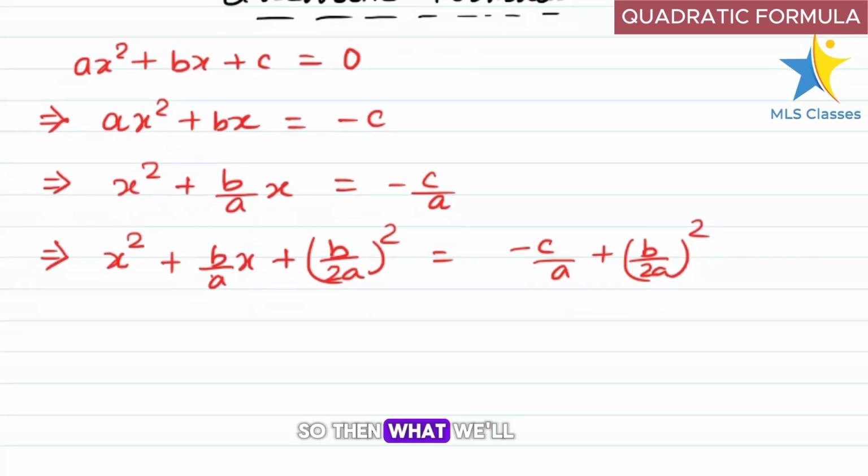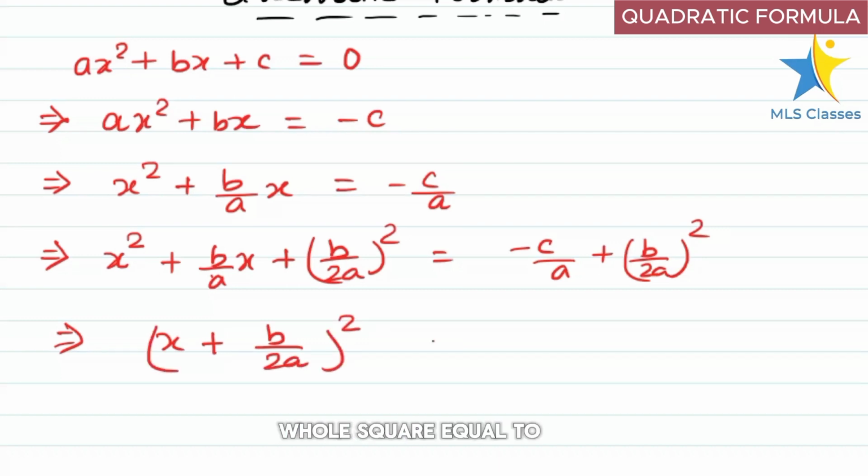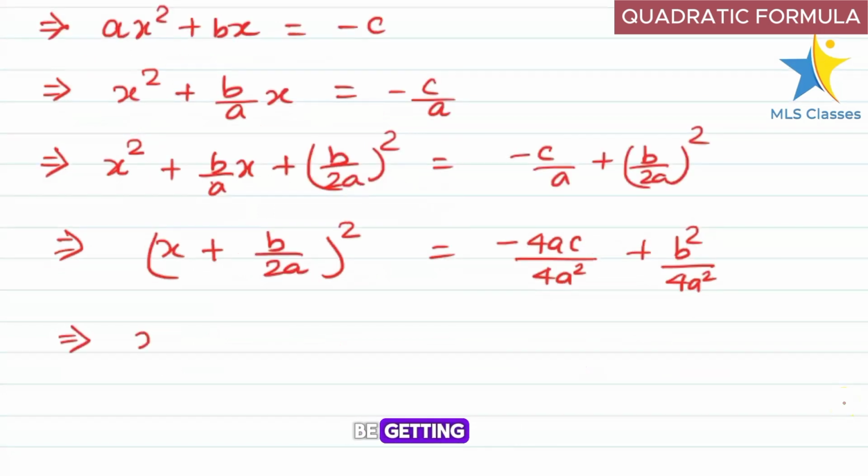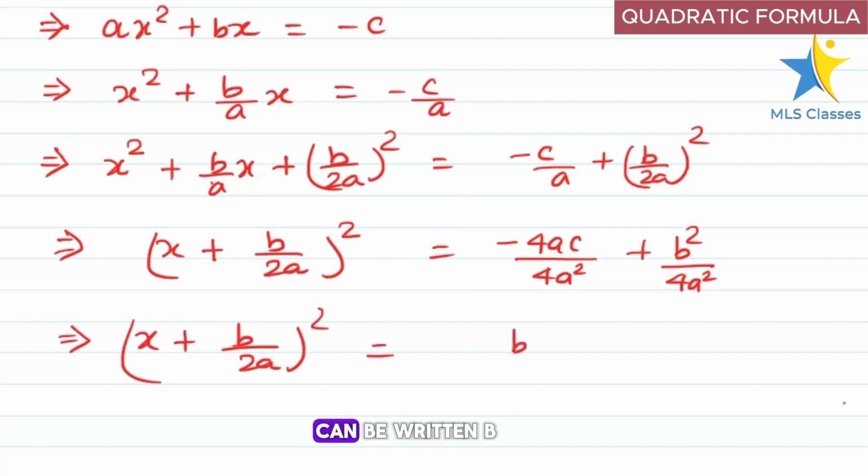So then what we will be getting on the left side, it will become (x plus b over 2a) whole square equal to, we need to make the denominator common, which is here 4a square. So we can multiply and divide by 4a in the first fraction. So we can write minus 4ac over 4a square plus b square over 4a square. So then we will be getting (x plus b over 2a) whole square equal to b square minus 4ac over 4a square.